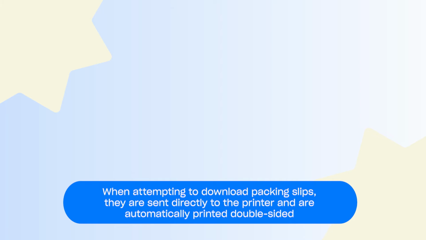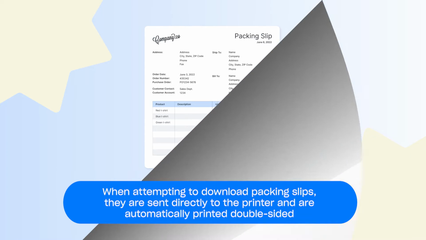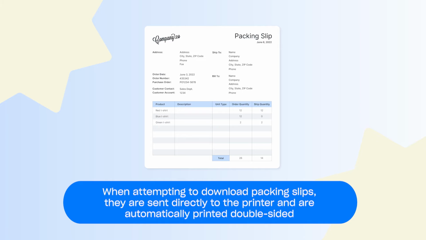If your packing slips are automatically printing double-sided, note that Starshipit does not control the setting, and you'll need to manage it through your printer settings. If packing slips are printing double-sided, which is also known as duplex printing, this is because it's set as the default mode on the printer.